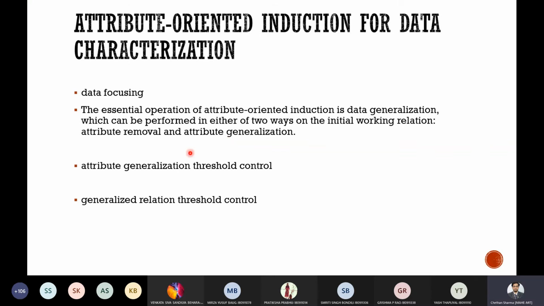With respect to this, there is something called data focusing. As I told you, you have to first select the data which is relevant, rather than performing the generalization over the entire thing. So generalization with respect to attribute removal. Attribute removal is based on the following rule: if there is a large set of distinct values for a particular attribute.